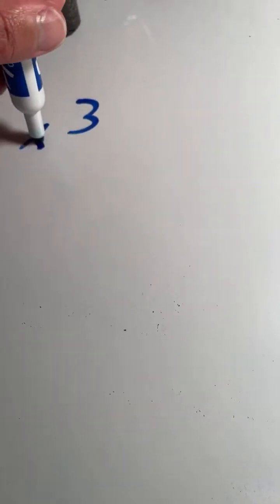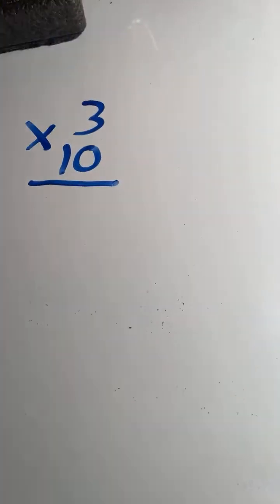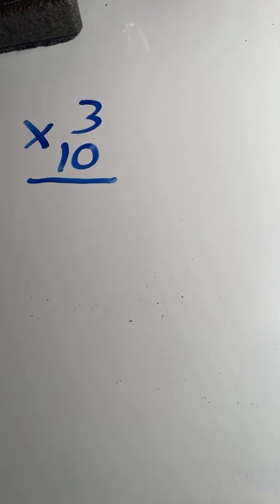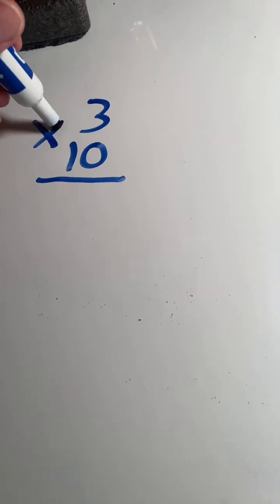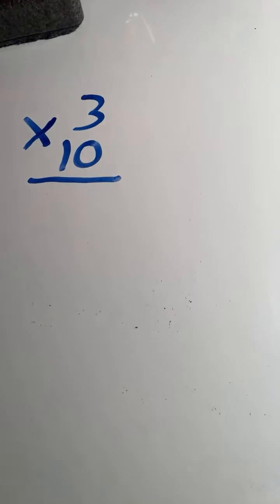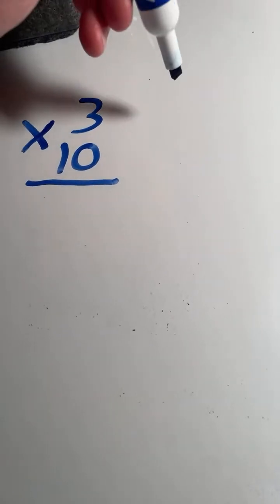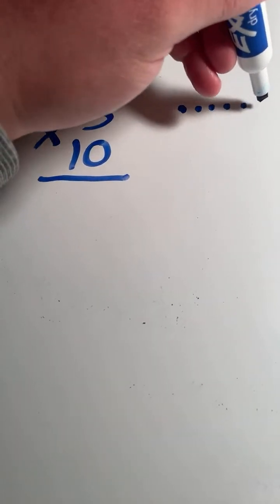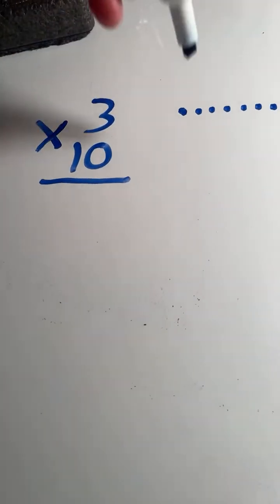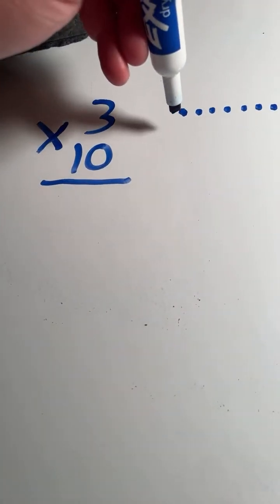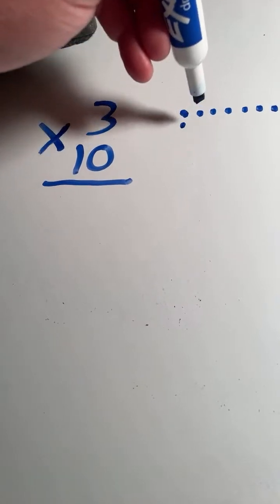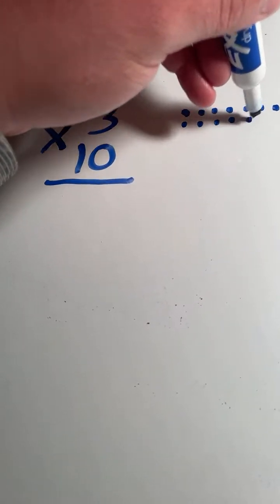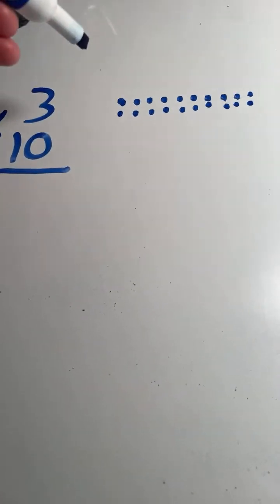Now let's say I have 3 times 10, so I need 3 groups of 10. Now here's where dots can get tricky. I want to show you something. So let's say I'm going to make an array of dots here. 1, 2, 3, 4, 5, 6, 7, 8, 9, 10. 1, 2, 3, 4, 5, 6, 7, 8, 9, 10.